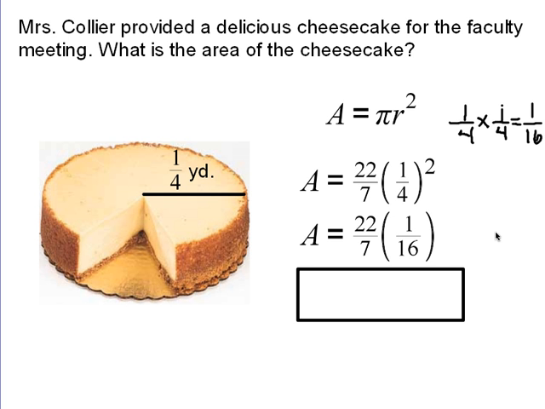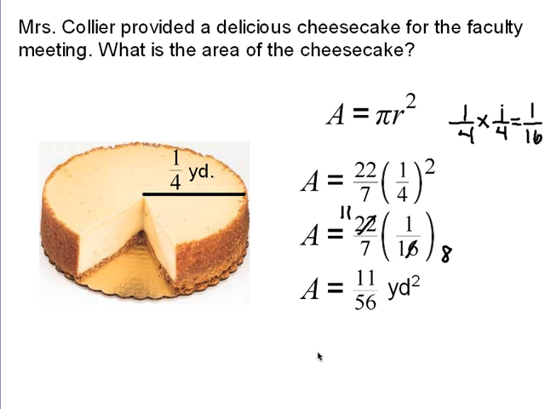Here we can do some cross canceling. 22 divided by 2 is 11. 16 divided by 2 is 8. So now this gives us an answer of 11 times 1 is 11, and 7 times 8 is 56. So we have 11 over 56 square yards.